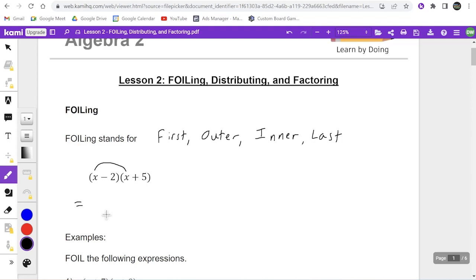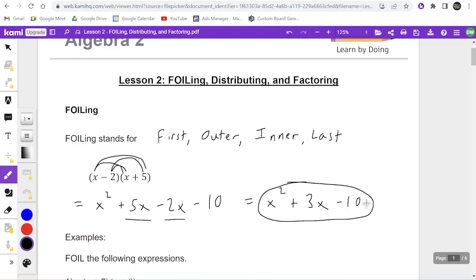X times x is something we need to know that becomes x squared. Then we do outer, so x times positive 5, which is plus 5x. Then we do the inner, negative 2 times x, which will be minus 2x. And then last, which is negative 2 times 5, which is minus 10. And then all you got to do is combine like terms. The only like terms I see here are 5x and minus 2x. So the final answer is x squared plus 5x minus 2x is 3x, and then minus 10. And there's our answer. That's how we FOIL.